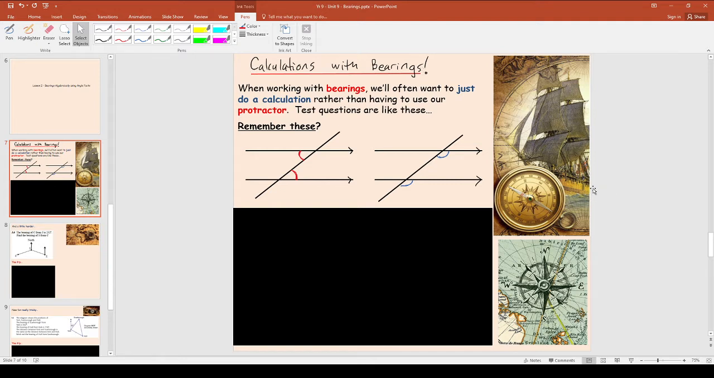And the goal of it really is we won't have to use our protractors anymore, so you don't have to actually measure them. We can actually just do some calculations with them. Now, to start with, I put down, do you remember these?